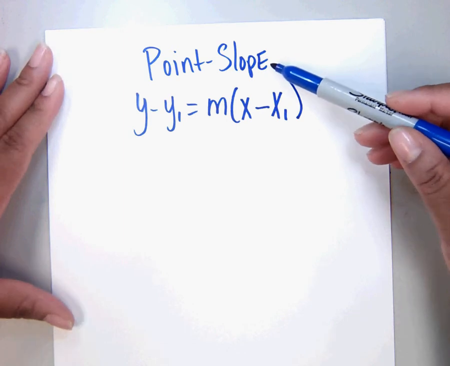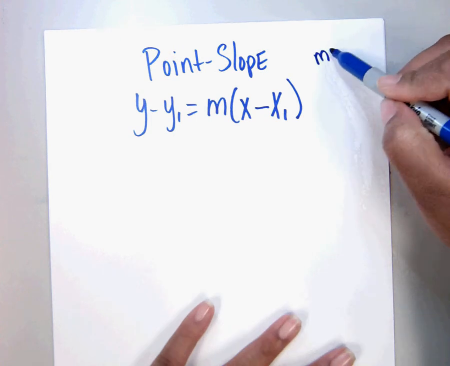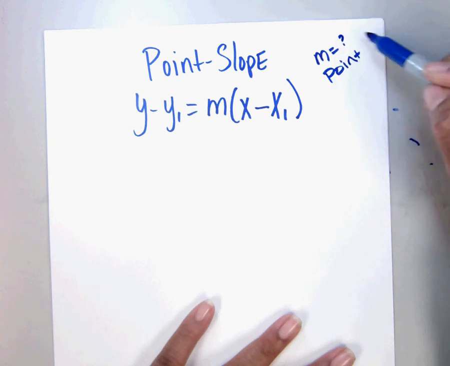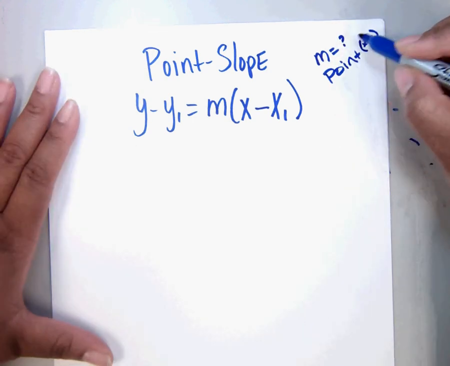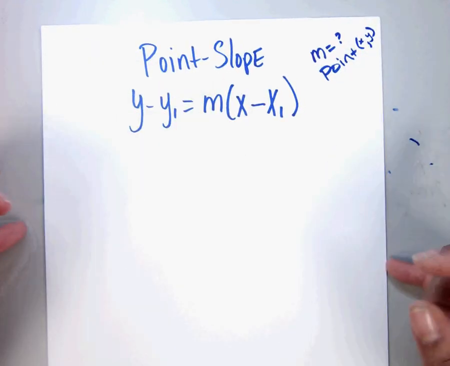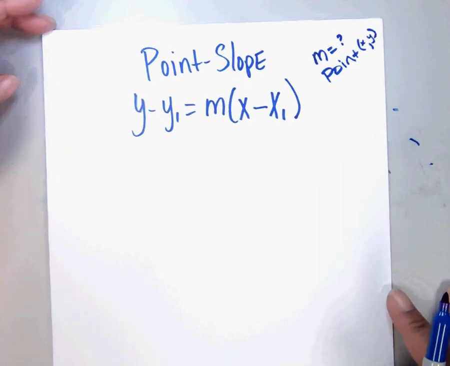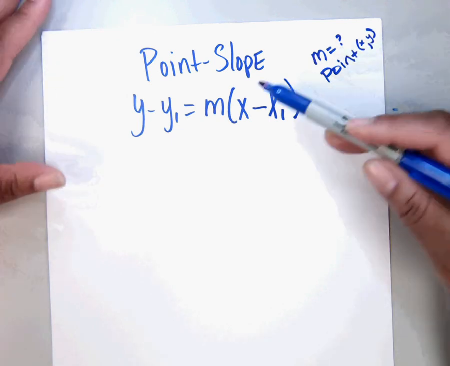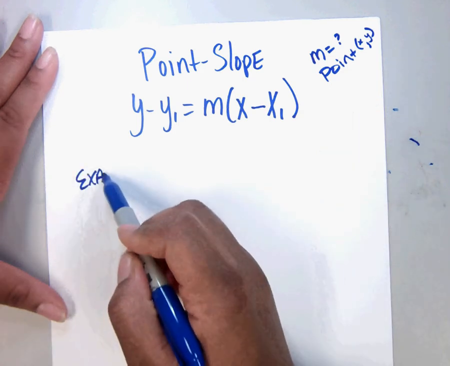When we use this formula, most of the time we're using it because we have been given a slope and we have been given a point. So if you're given some point and some slope, point slope is probably the formula to use. It's not the only formula to use, but it's named point slope, so when you have a slope and a point, you can use it. It is easy. Let's do a few examples.